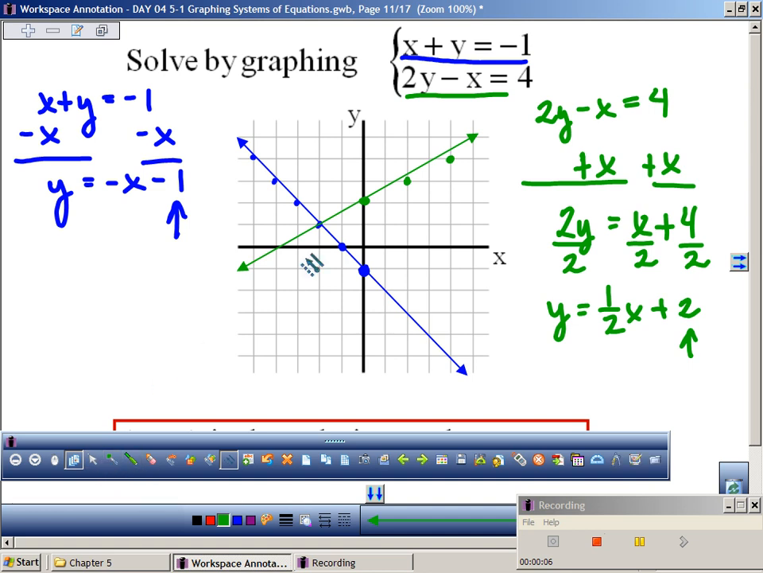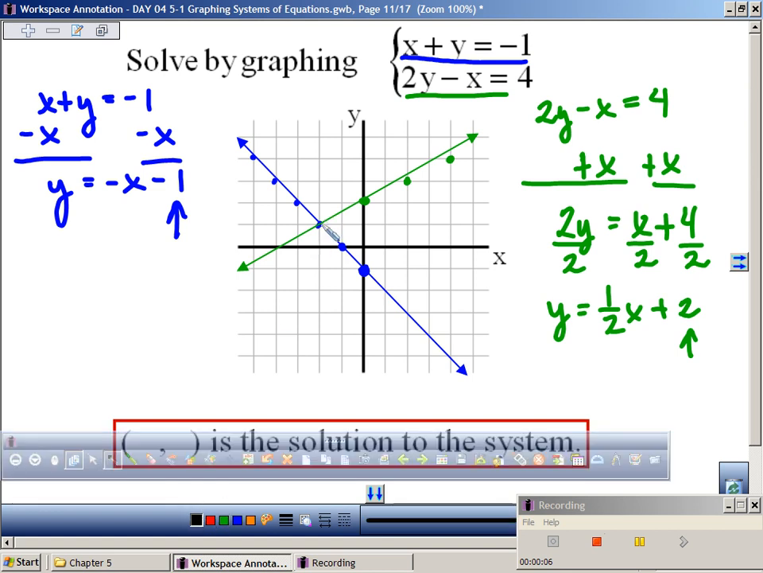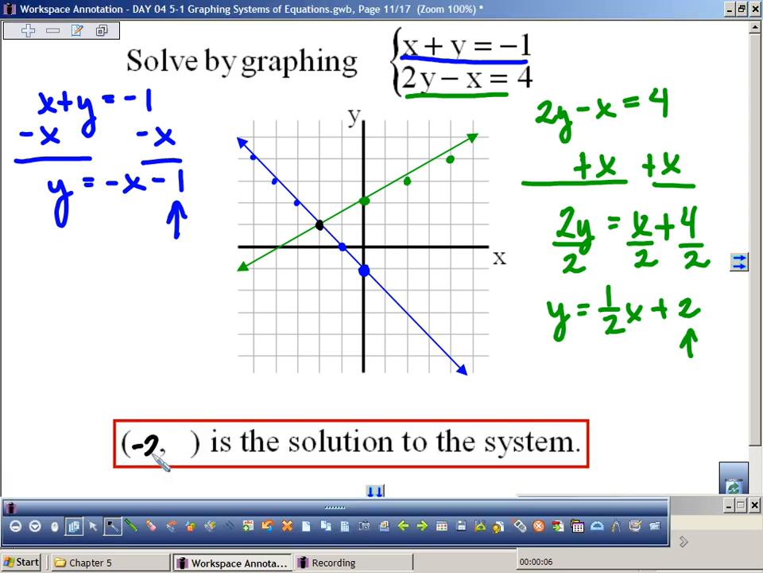Not very accurate though, is it? Well, it's not accurate over here, but can we pretty much see exactly where it's crossing there? So my intersection is right here, which means my solution is negative 2, 1. Negative 2, 1.